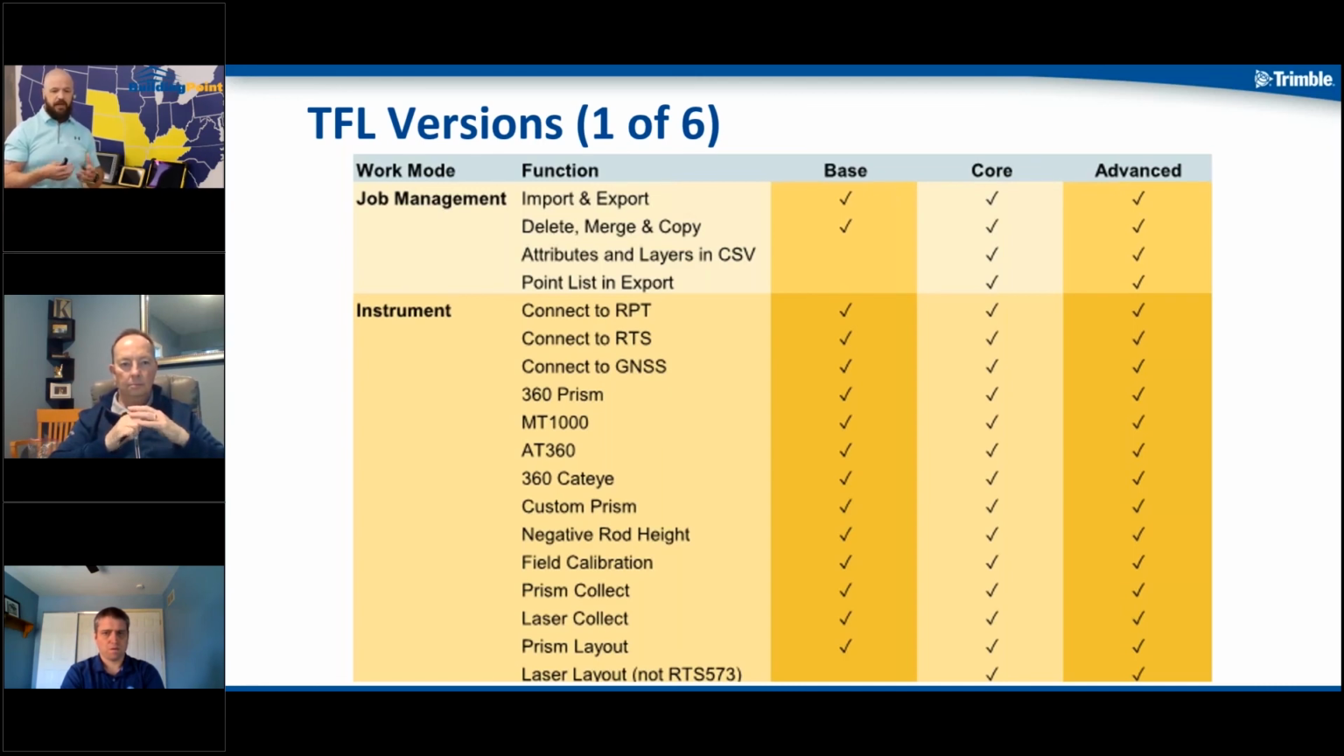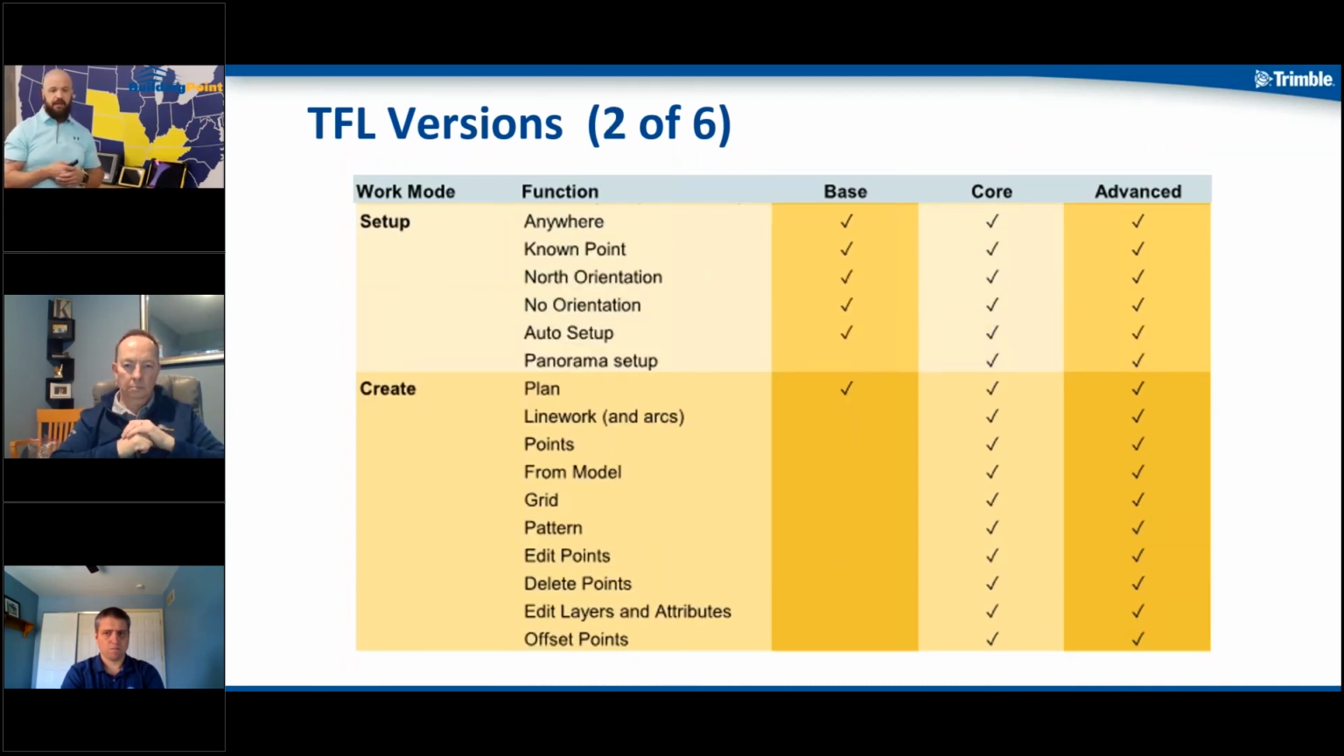So as you go through this, they can all import and export, but being able to edit attributes, layers in the CSV, points in the export, that's where Core and Advanced really start to step away big time from the Base option. Also, when we go to the setup, all very similar. The biggest difference at Core and Advanced is it's got the panorama setup, and I know Sean's going to talk through that a little bit, so I'll save my breath and allow him to do that.